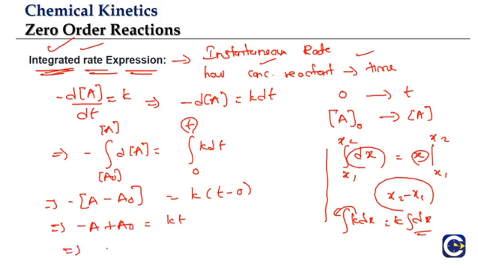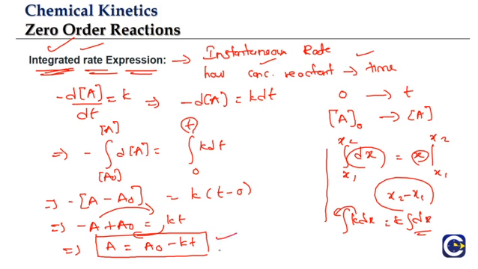So we can write it as, on rearranging it, A will be equal to A naught minus kt. So this is the expression for concentration of the reactant after some time t. So A will be equal to A naught minus k into t. A naught is the original concentration at the starting time. So this is what we will be calling as the integrated rate expression for the zero order reaction. While solving problems in zero order chemical reaction, we are going to be using this particular expression.